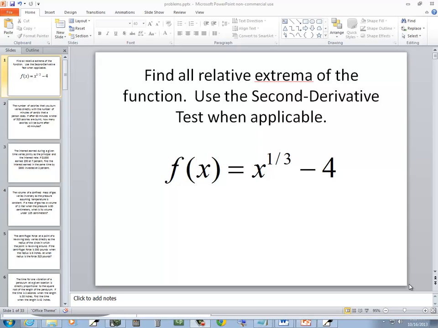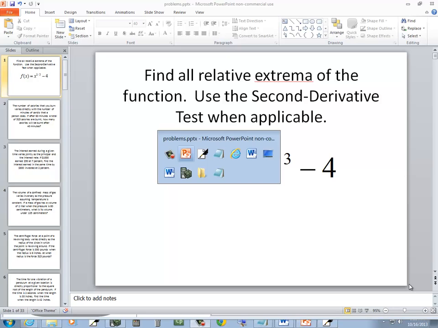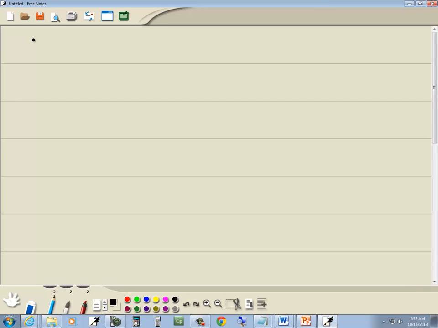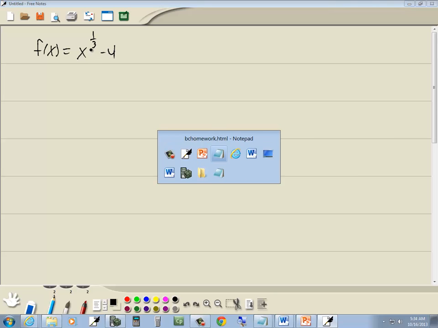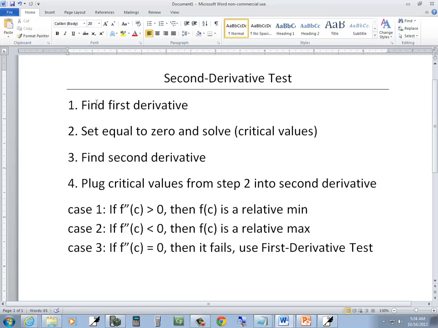In this problem, we want to find all relative extrema of the function and use the second derivative test when applicable. So f of x is equal to x to the 1/3 minus 4. Now our second derivative test, it's not going to work, but let's try it and just show it.